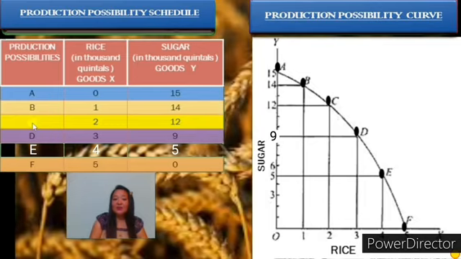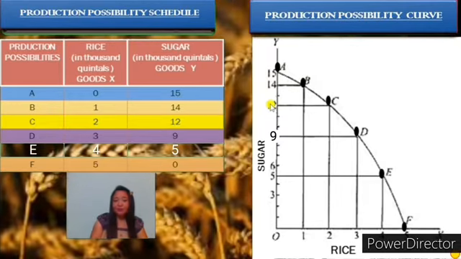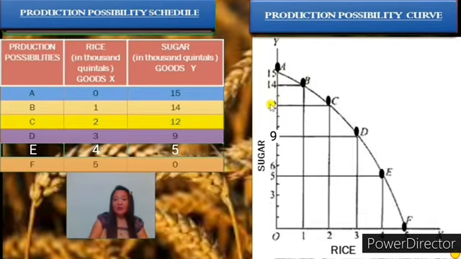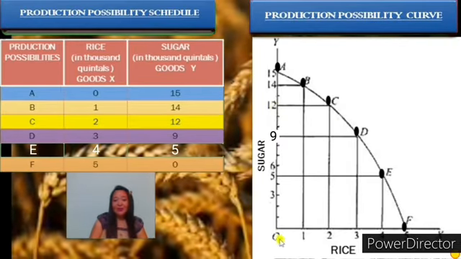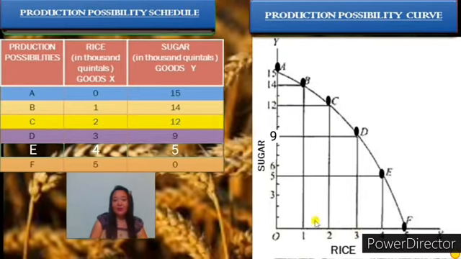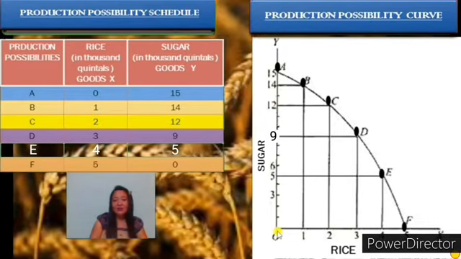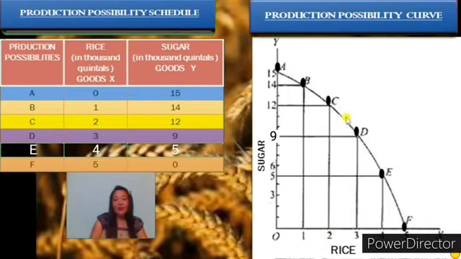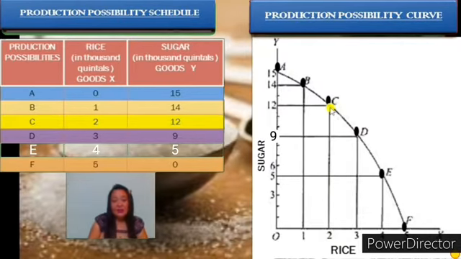Now according to combination C, if you reduce a little more of fund allocation or resource allocation, then what happens? The production of sugar will go down, no doubt, but the production of rice will go up. The production of sugar will come down to 12, but rice will increase to 2 units. So when you join this, you get a point here. This is your combination C.